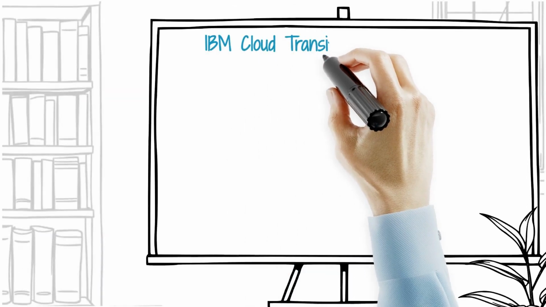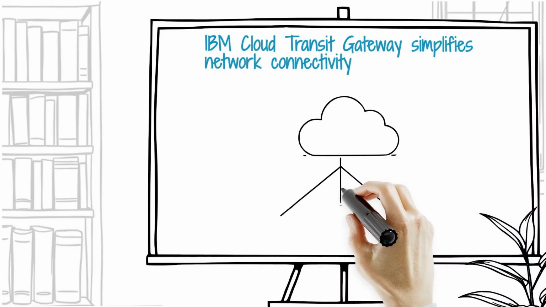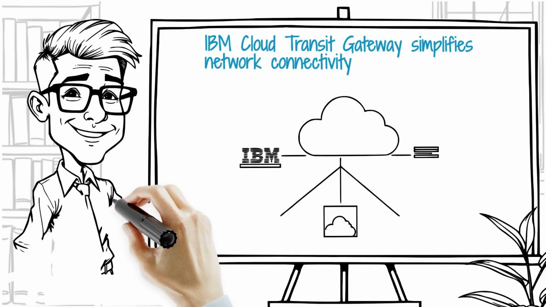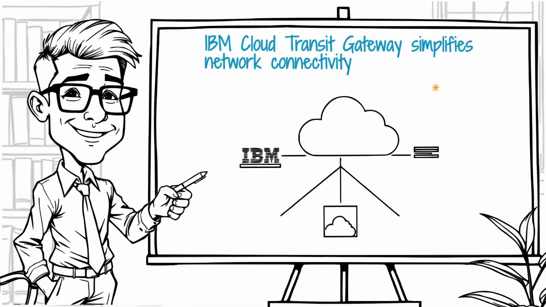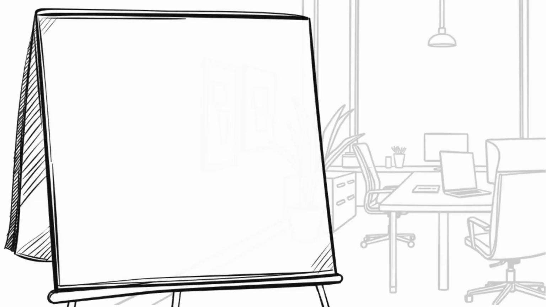IBM Cloud Transit Gateway is a network service designed to simplify and manage the connectivity between your IBM Cloud networks. Let's look at the benefits it offers, particularly when connecting IBM Cloud VPCs. B. Connectivity between multiple VPCs and PowerVS.